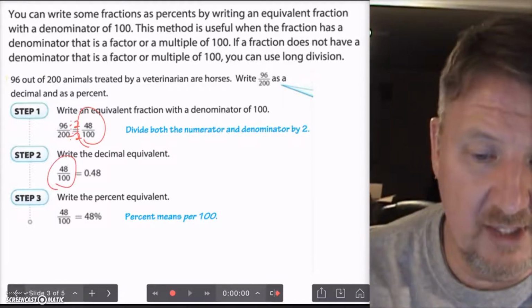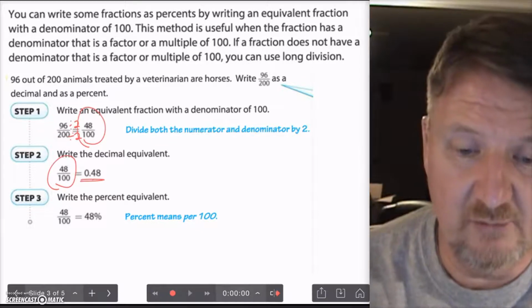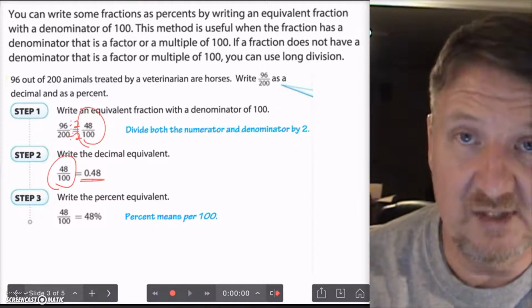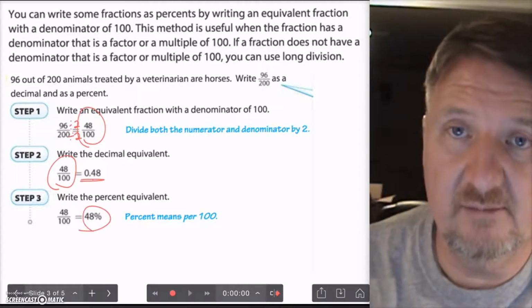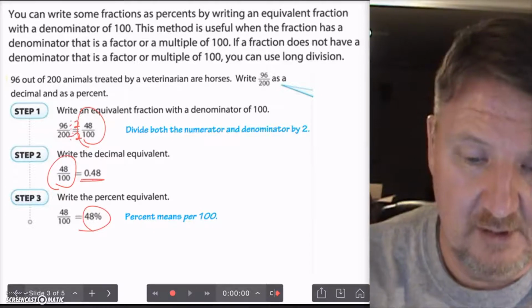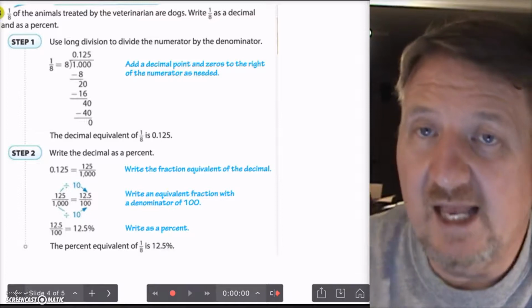So 48 100ths. I just move the decimal 2 places to the left, and that gives me 0.48. All I have to do is basically drop the decimal and add a percent, and that gives me my percentage. So super easy. And then this one here is when you don't have a multiple.